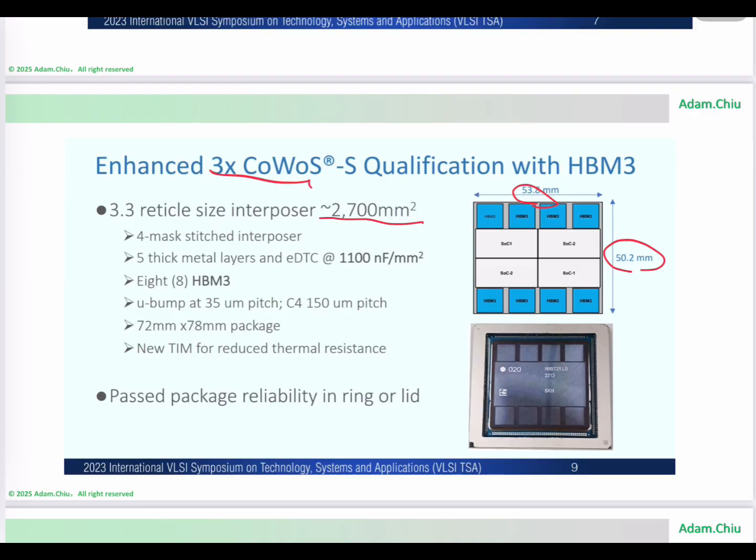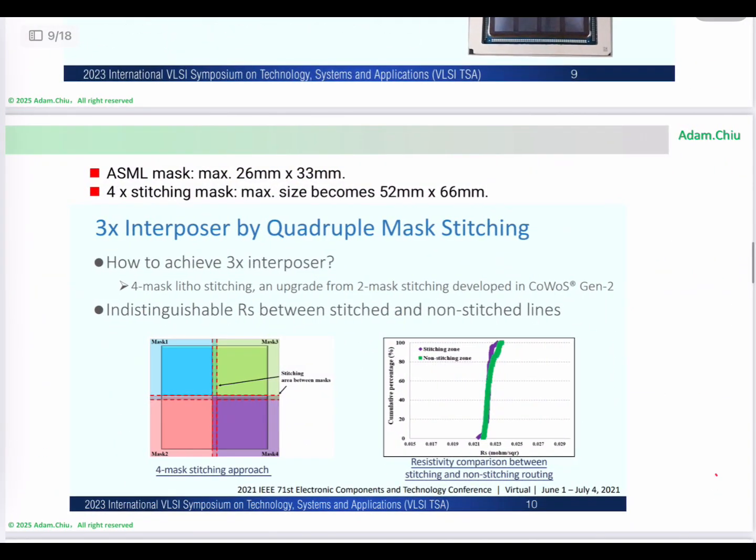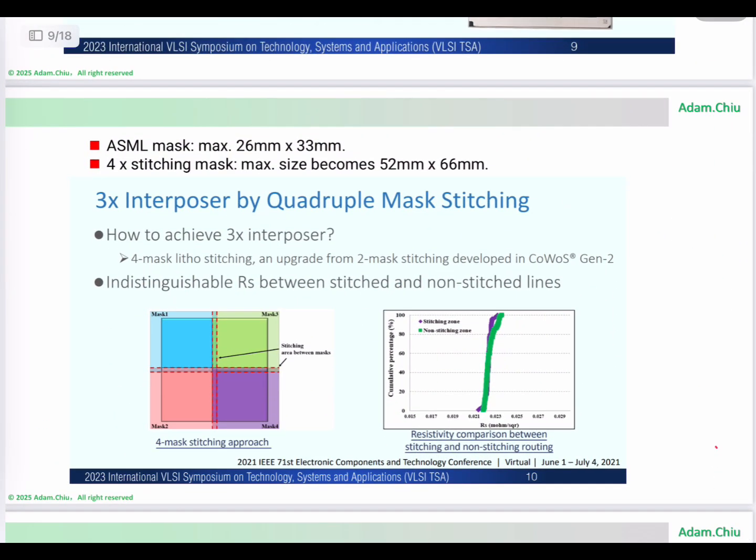In such a large scenario, there's a problem. The reticle cannot expose the entire area in a single shot. Why? Because the maximum size of ASML's reticle is 26 millimeters by 33 millimeters. As we just saw, this area has already exceeded the limit, so it can only do one thing: take 4 reticles and stitch them together to form a field. Then it can become as large as 52 millimeters by 66 millimeters. So it means my mask 1, 2, 3, 4 are used to form a field. When stitched together, this forms a field, meaning my interposer size can be this large.